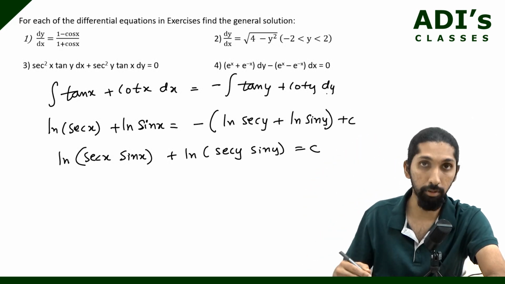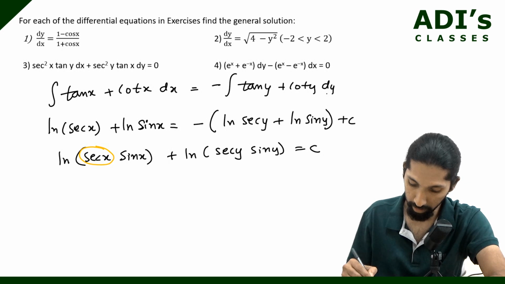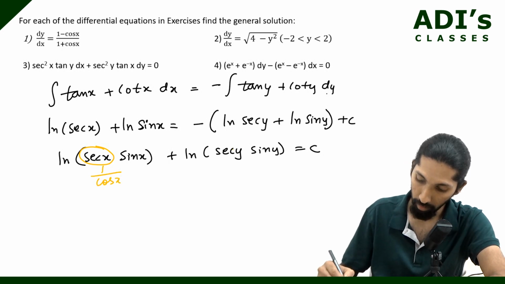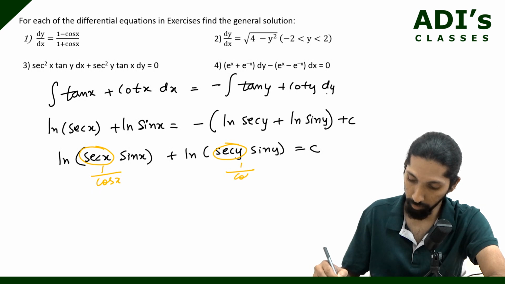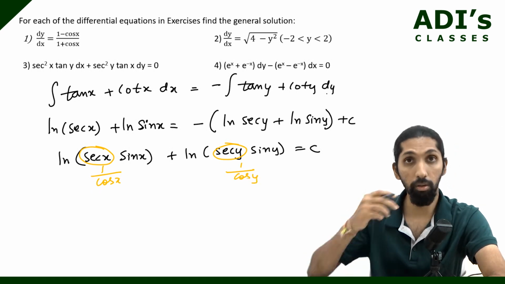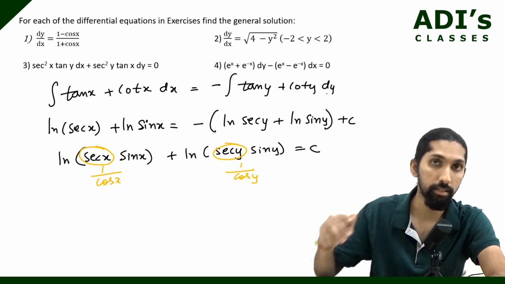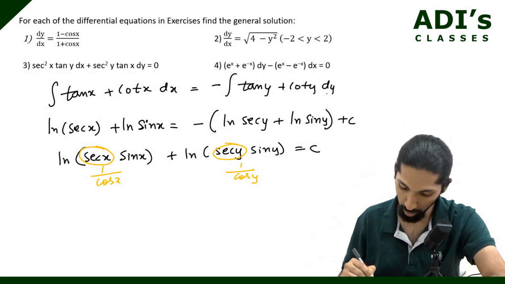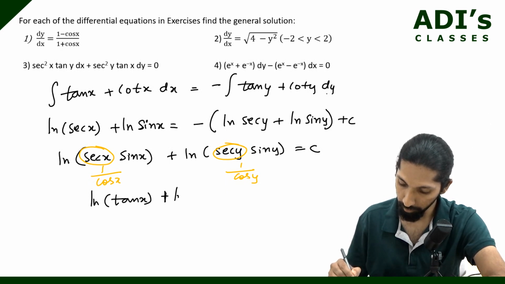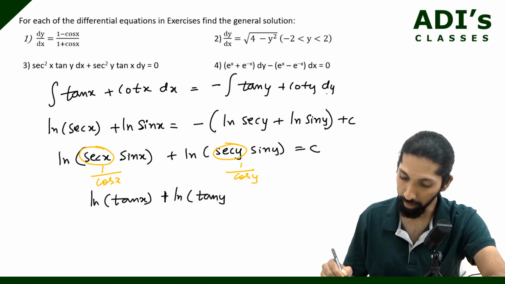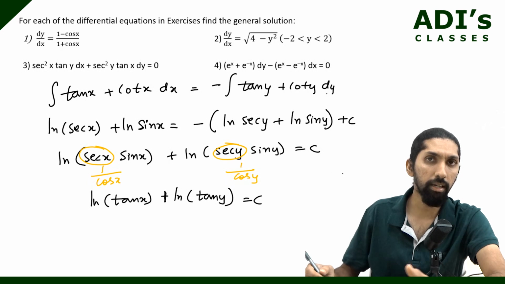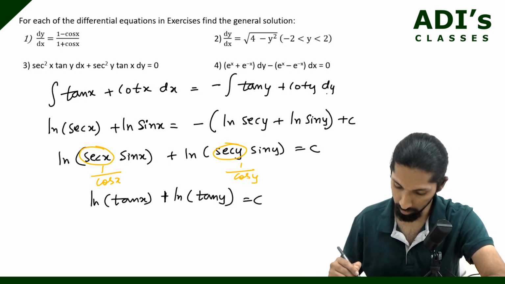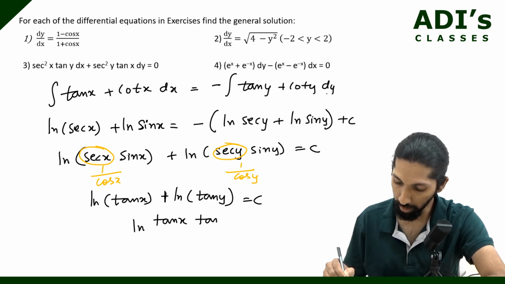Basically, what I'm trying to tell you is this secant x, make it as 1 by cos of x, secant y, make it as 1 by cos of y. So don't you think you'll get it as sin x by cos x? Tan x. This is going to become log of tan x plus log of tan y is equal to c. Now we can directly multiply them, isn't it? This is going to be log of tan x into tan y is equal to c.